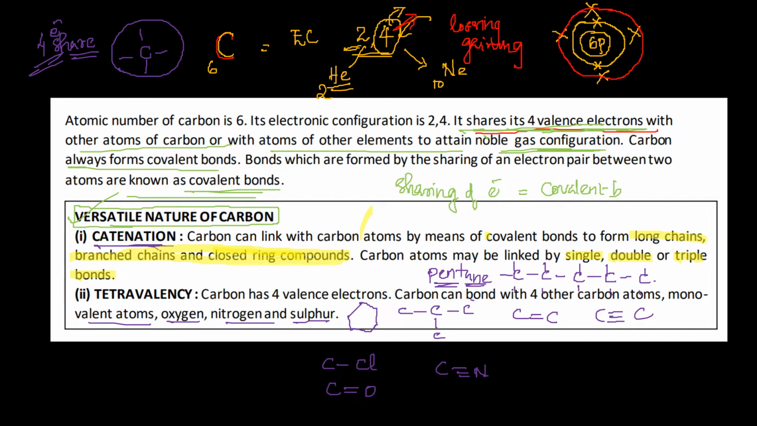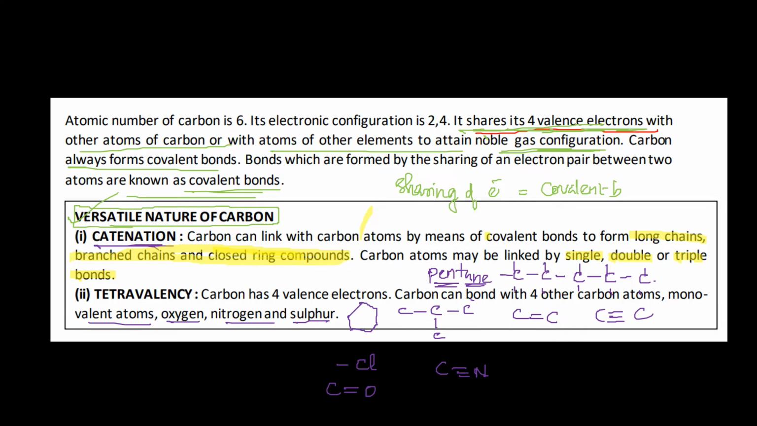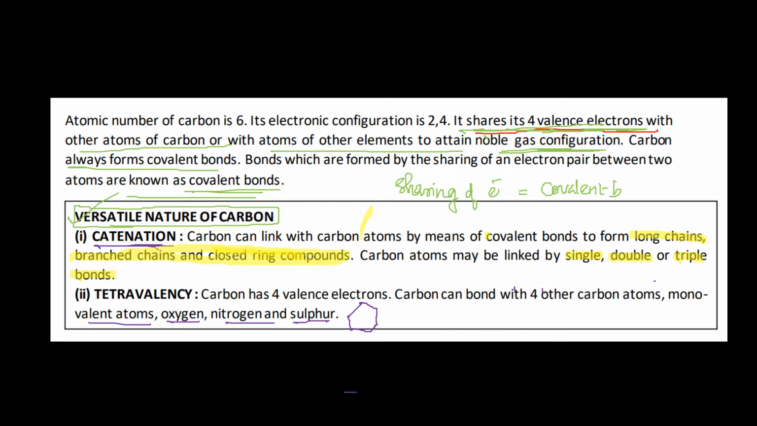Catenation means carbon can link with carbon atoms by means of covalent bonds to form long chains, branched chains and closed ring compounds. Carbon atoms may be linked by single, double or triple bonds. So catenation means the self-linking capacity of carbon atoms with itself and with other atoms. These two properties are very important, and because of them carbon has a versatile nature. This is the reason why carbon forms so many compounds. So is it clear? Okay, now we are going to the next slide.